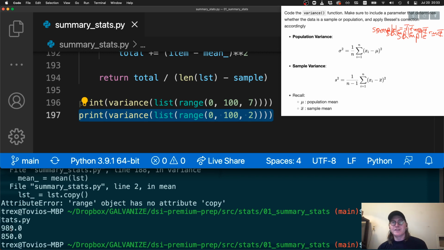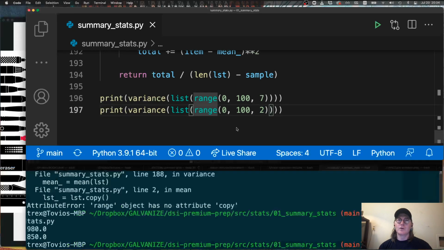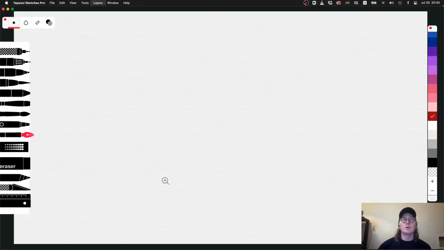I think this is where people kind of check out with variance a little bit. It's hard. It's a little bit difficult to interpret. But what is easy to interpret is the standard deviation. So let's think about why variance might be hard to interpret upon first look.